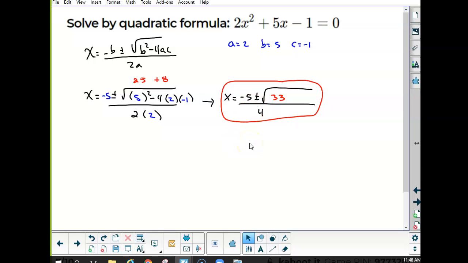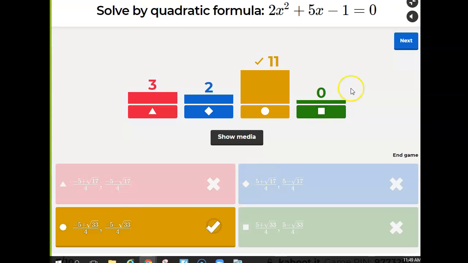So that should be another thing you check off your list of, do you feel confident in the quadratic formula? All right, and you can see that matches the answer that we had down here.